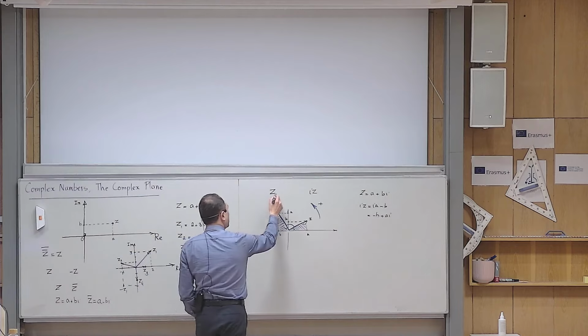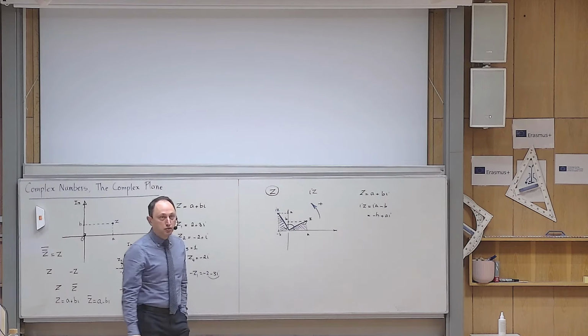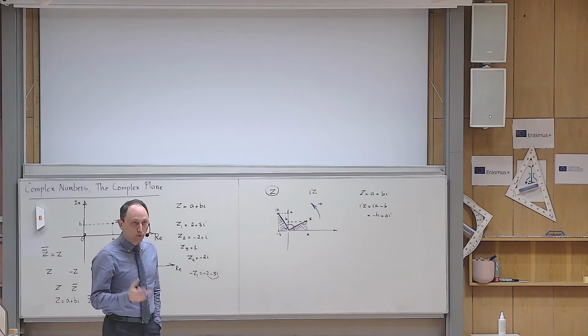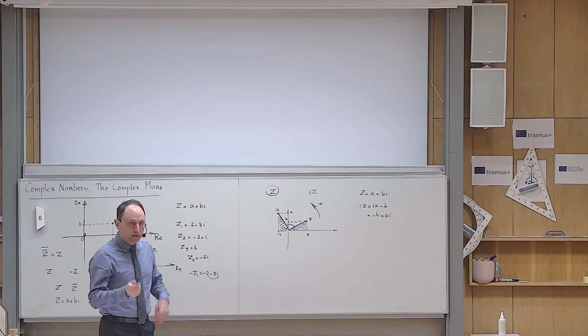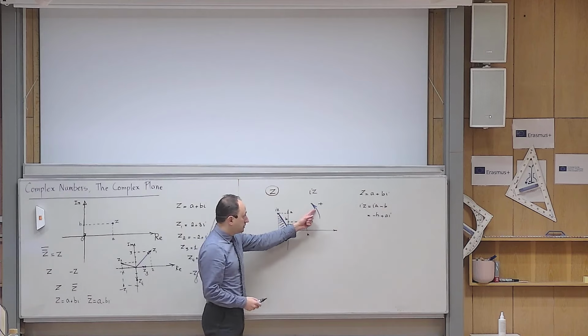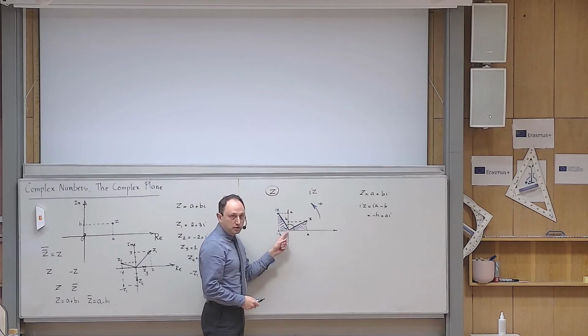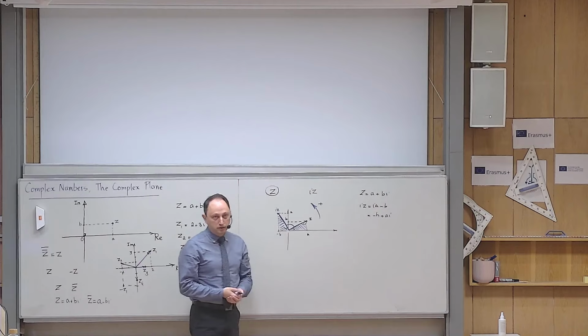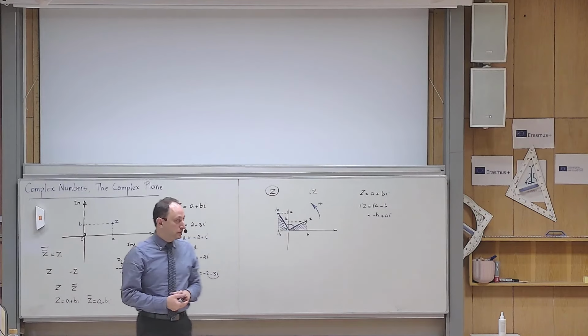If you have a complex number and you multiply it by i, what happens to the point? The point is being rotated counterclockwise about the origin. How much? 90 degrees. It's good to have this in your memory.